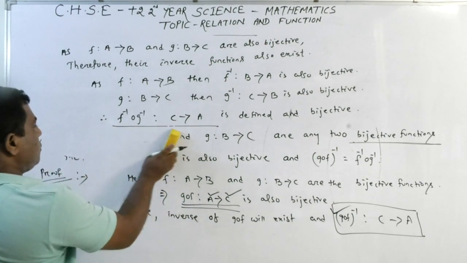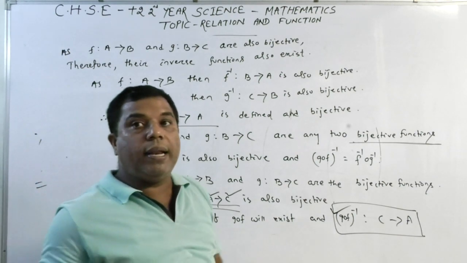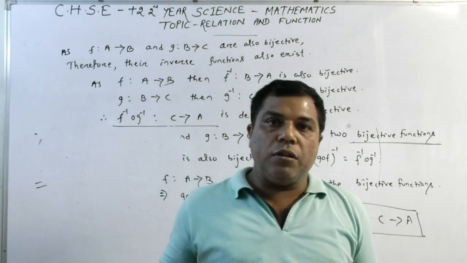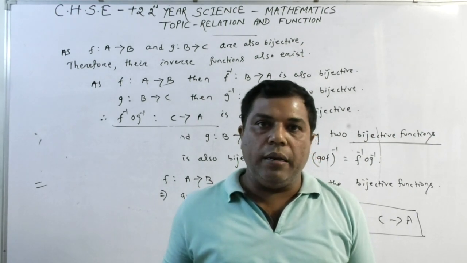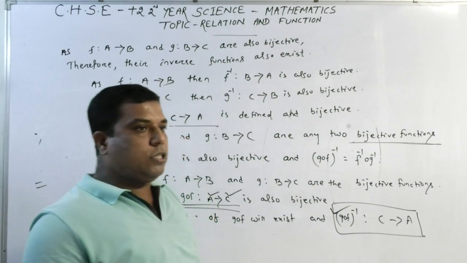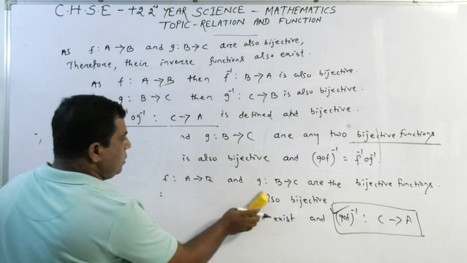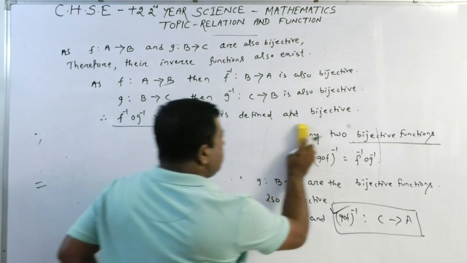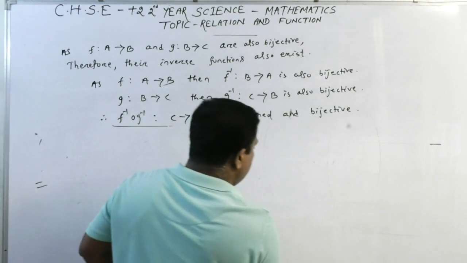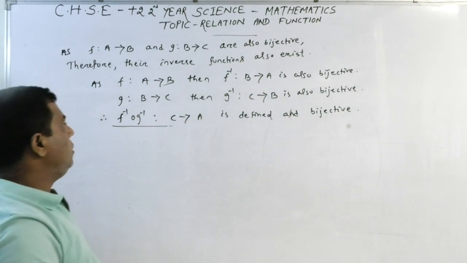Now we have to show the functional values are same, because two functions are said to be equal if they have the same domain and same codomain and the function values are equal with each other. So now we are going to show the functional values are equal with each other.